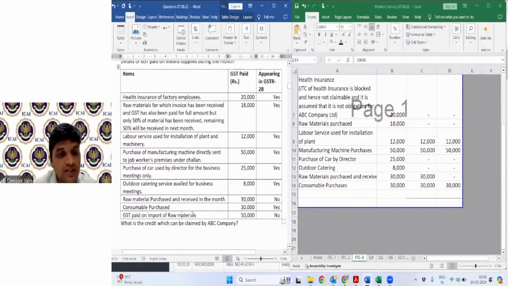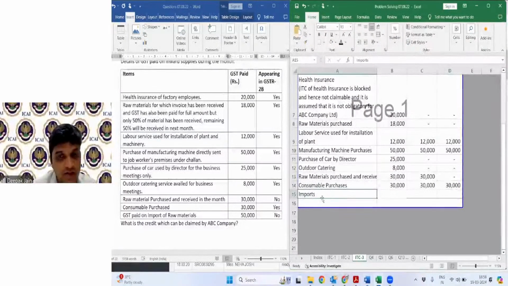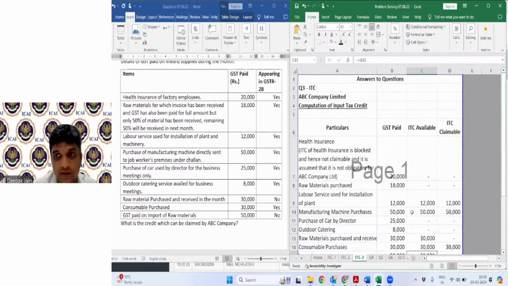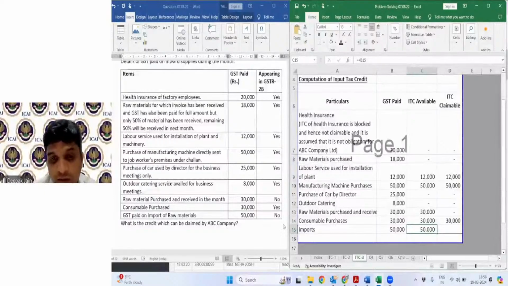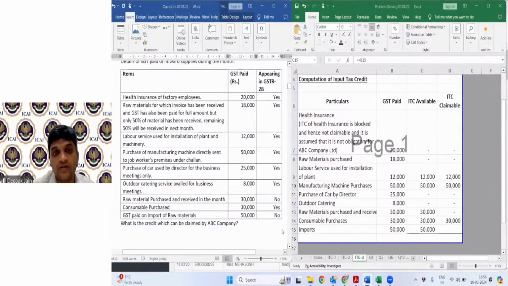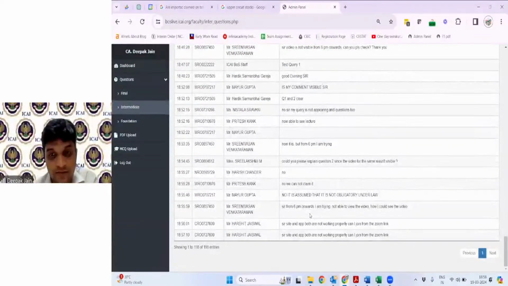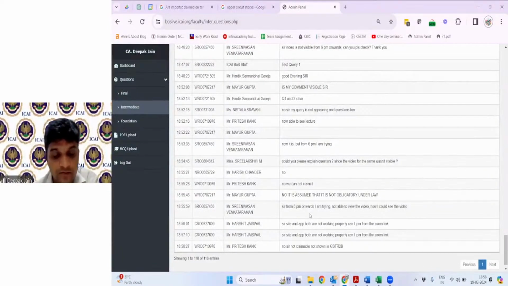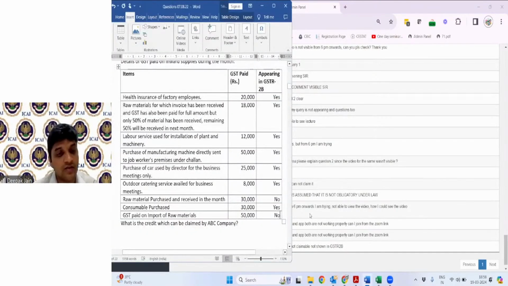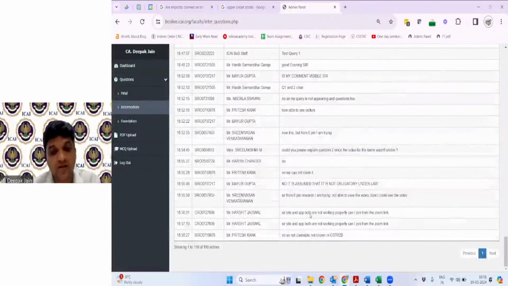Then next part is on GST paid on import of raw materials. On imports, the value is 50,000 rupees. Is it available? Yes, it's available. Is it claimable? It is not appearing in my GSTR 2B. Can I still claim it? So not claimable, not shown in GSTR 2B. Okay. Now what about this? In case of import of raw materials, it is not appearing in 2B. Can I still claim it or no?